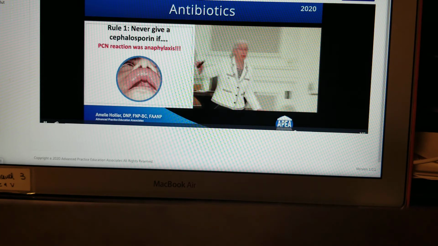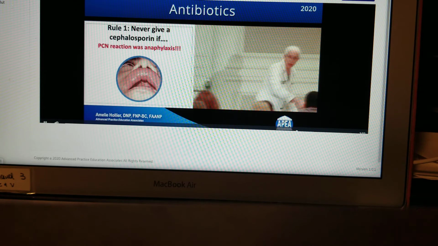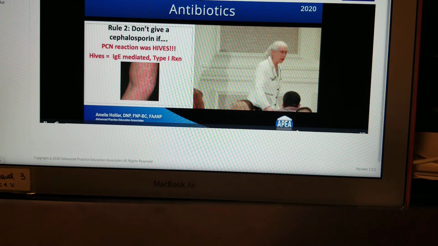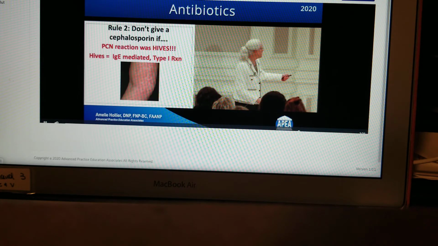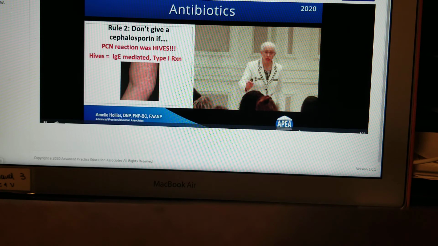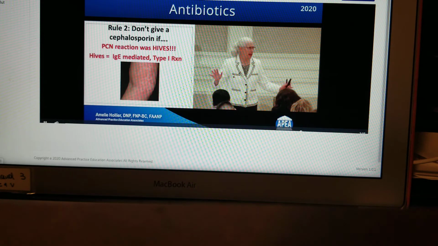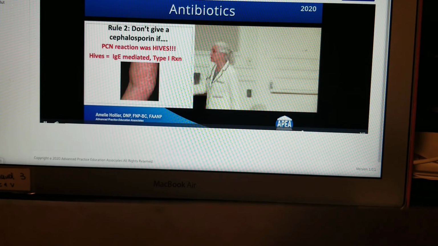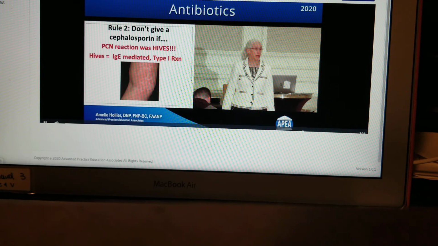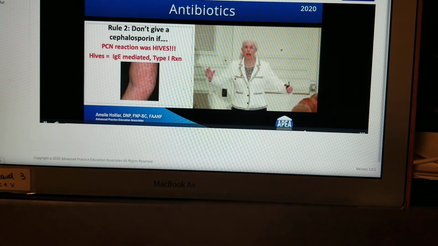So rule number 1, we never give a cephalosporin to a patient if the reaction to penicillin was anaphylaxis. Rule number 2, I think you know, we don't give a cephalosporin if the reaction to penicillin was hives. And here's why. When you see hives in a patient, regardless of what it's from, anytime you see hives, it always means a real allergic reaction. You know what a real allergic reaction means? It's IgE mediated, immunoglobulin E.